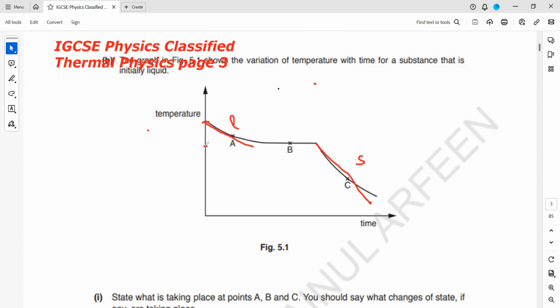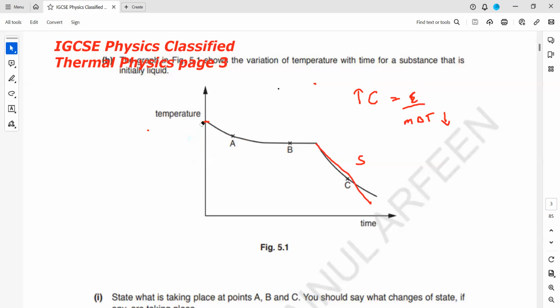You can see the change in temperature for a liquid is smaller as compared to the change in temperature for a solid. Like this part, the solid has a greater change. So remember, you can relate this with the specific heat capacity. Specific heat capacity is energy divided by mass and temperature change. If we have a smaller temperature change, it means the substance will have a high specific heat capacity. And those substances which have a high specific heat capacity will show a smaller change in temperature.